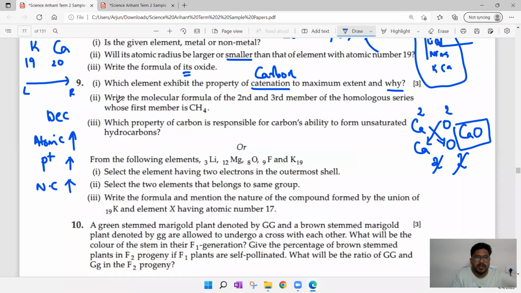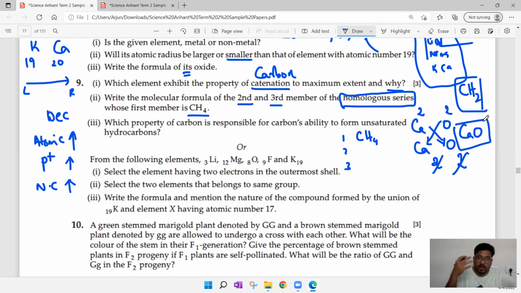Next, B. Write the molecular formula for the second and third member of the homologous series whose first member is CH4. So 1, 2, 3, and the first member is CH4, they have given. We have to write the second member and third member. They are talking about a homologous series. A homologous series is a series where molecular formulas differ by CH2 units. Right? That's what we have discussed. You have learned in alkanes, CH2 units.